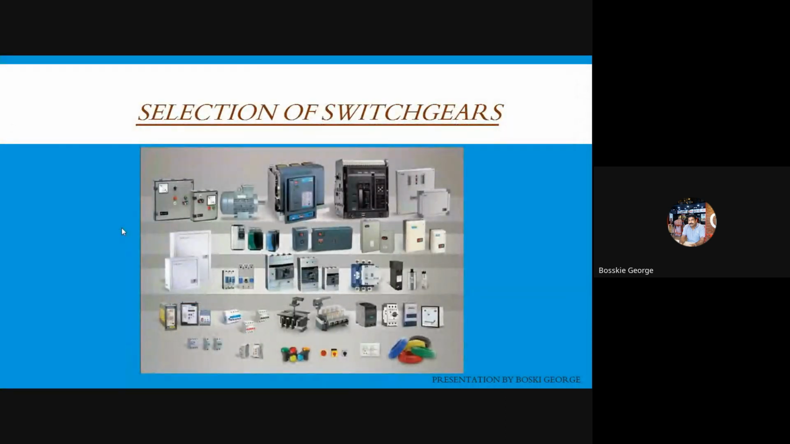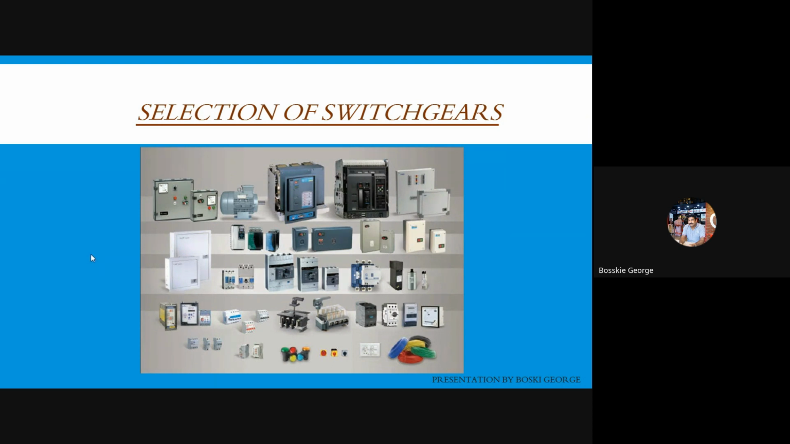The main topic is selection of switchgear. Actually, how will we select the switchgear? Normally, we used to select the switchgear as per the current rating. For example, if you have a full load current of 250 ampere, then we will select a switchgear accordingly. For MCCB, it will be 250 ampere, or you will be selecting a 315 ampere switchgear.